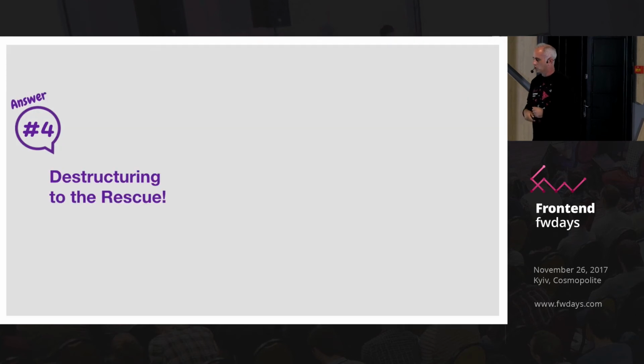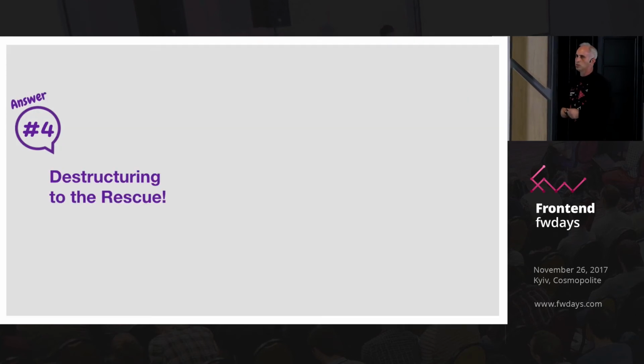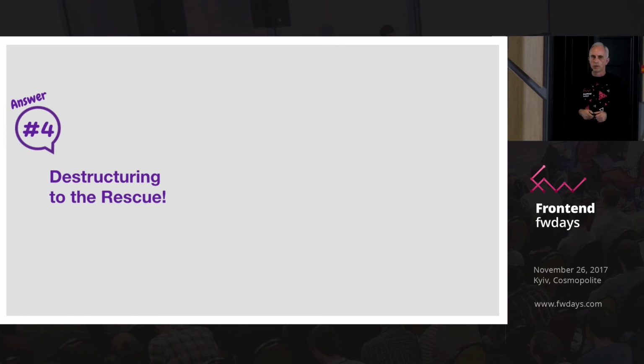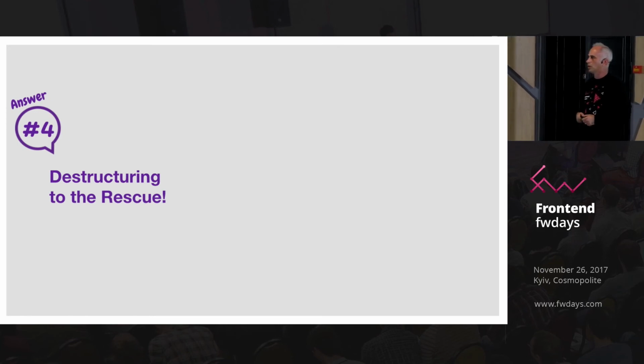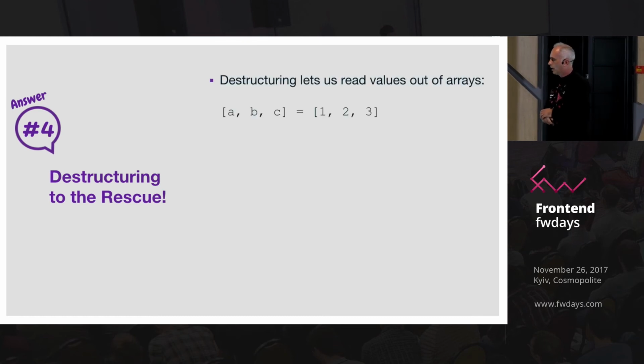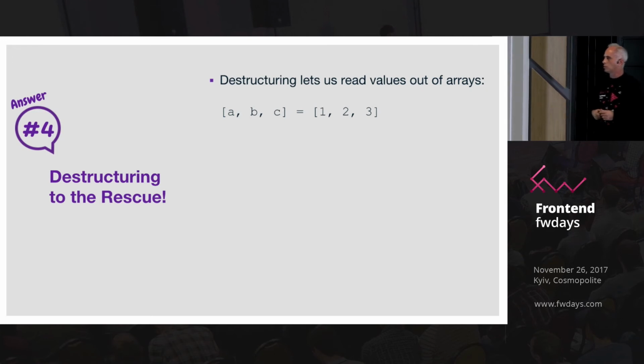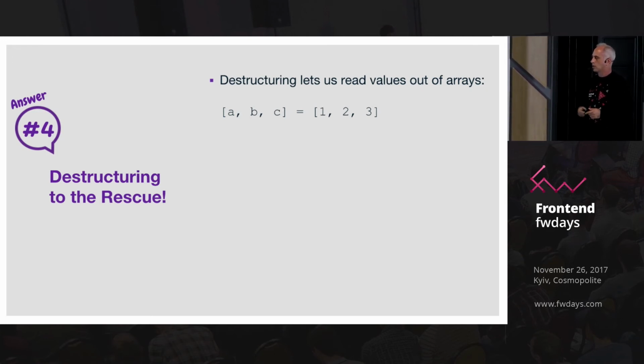So here's the solution. The thing is that we can use destructuring, and the thing to remember is that destructuring is not only for arguments, it's also for basically any type of JavaScript expression. So I can actually write a JavaScript expression in destructuring that looks like this. This basically assigns 1 into A, 2 into B, and 3 into C.